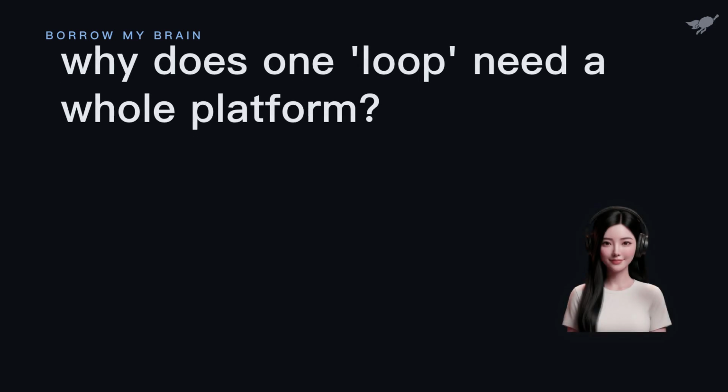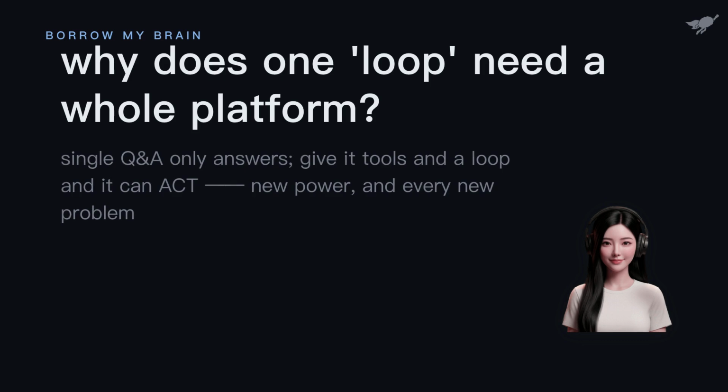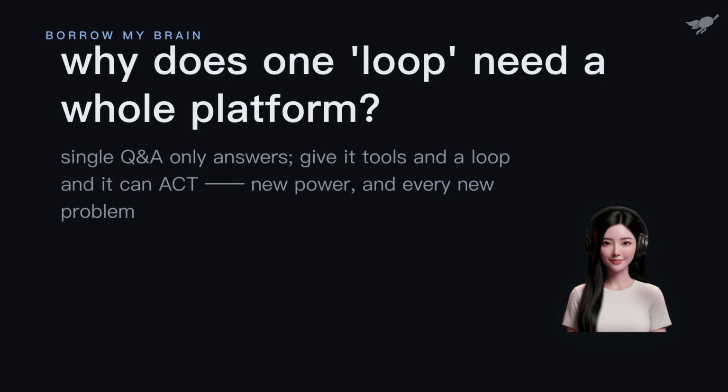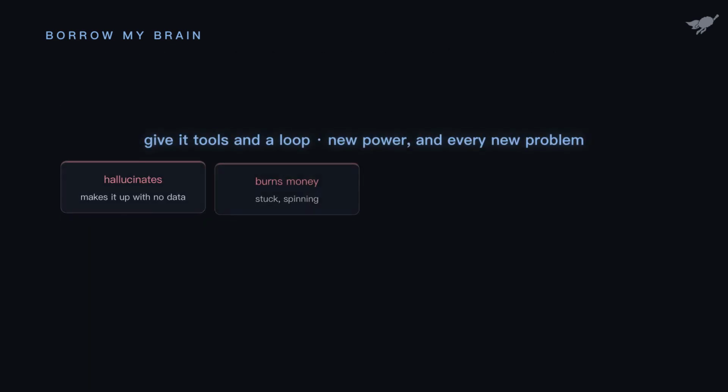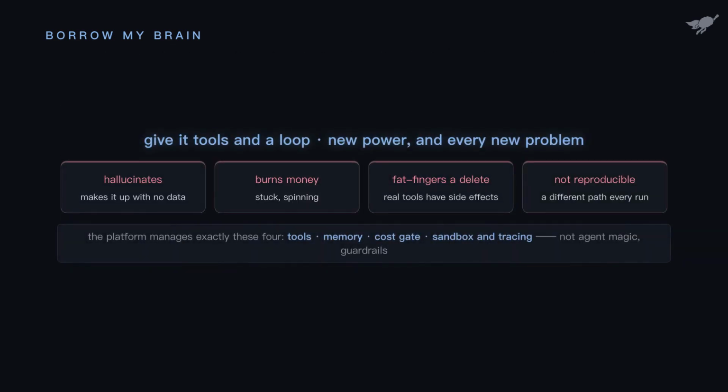Let me be clear up front about why a single loop is worth building a whole platform around. In a single question and answer, all the model can do is answer. But the moment you give it tools and let it loop, it can actually take action. Query a database, send a request, write a file, run a multi-step task. The power goes up, and all the new headaches come right along with it.